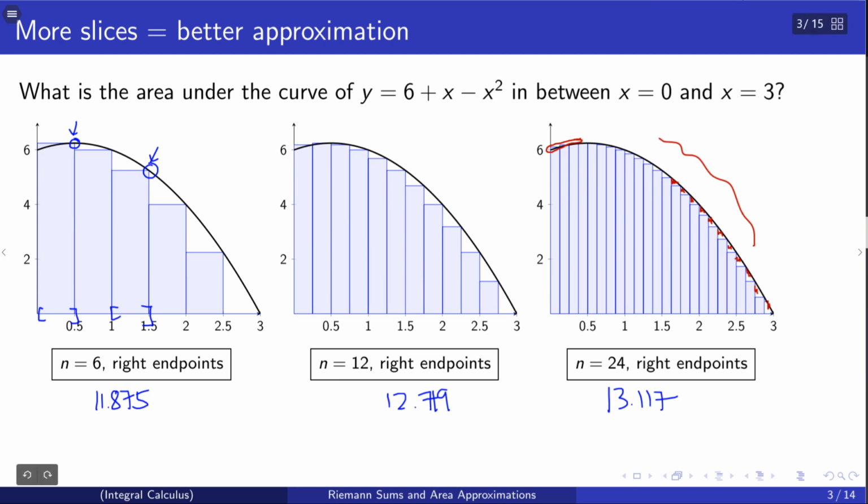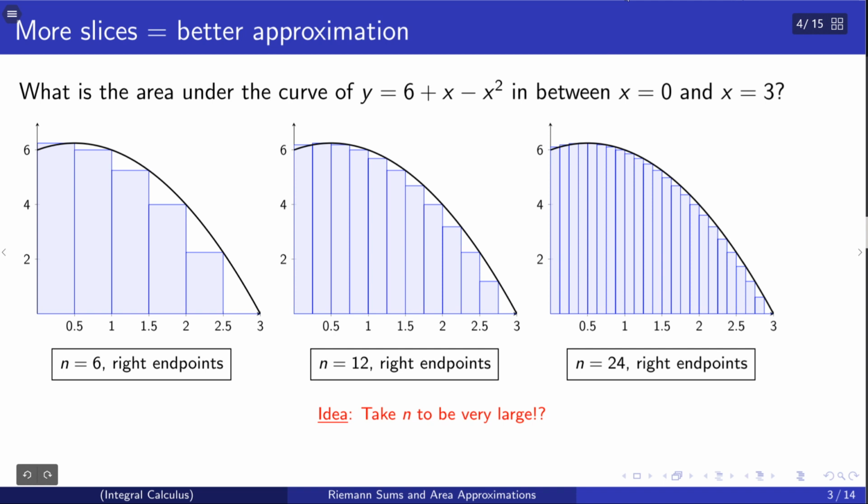And so, using this idea of, well, when we increase the number of intervals, we get thinner and thinner rectangles. This also means we're getting better and better approximations to the area. So why not just take n to be a very, very large number? n equals 1,000, n equals 2,000. Why not take n and take the limit to infinity?